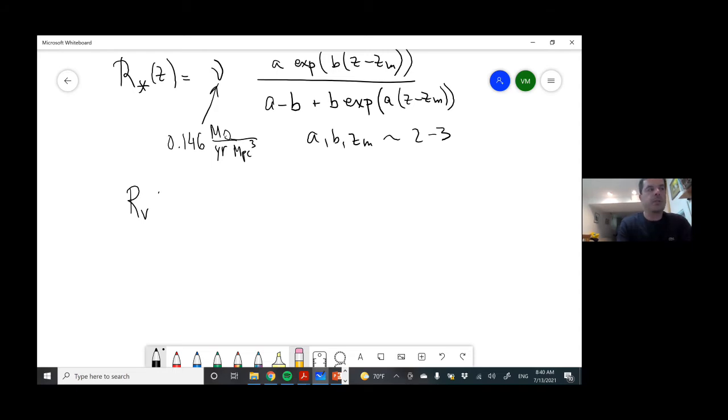So in particular, we write something like this. This is our rate per co-moving volume of mergers. We write it in this way. So we have a factor of lambda. Give me just a second to write it down, and then we can stare at it.